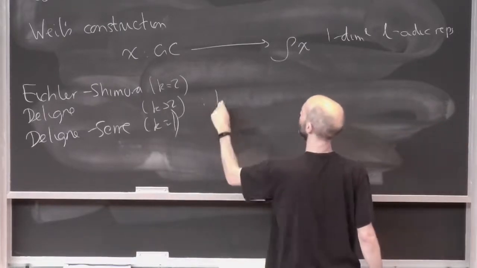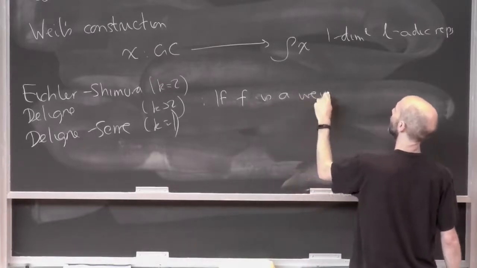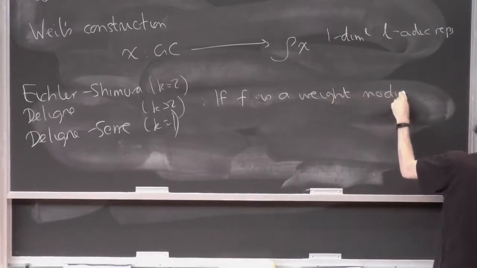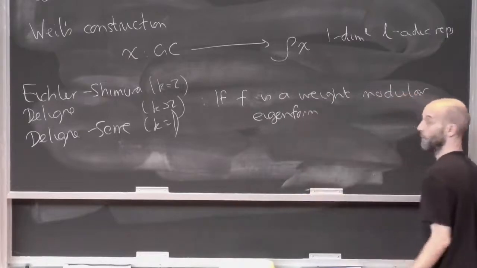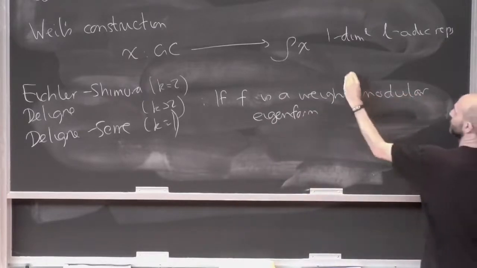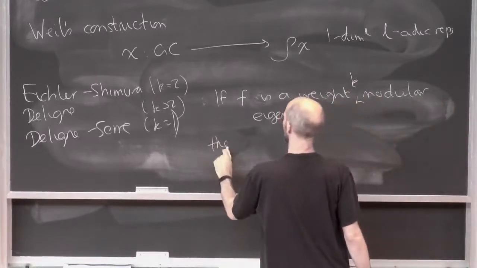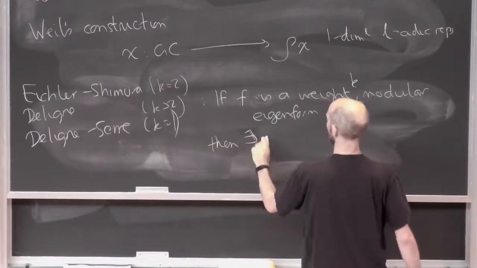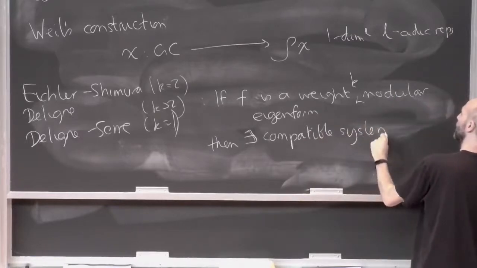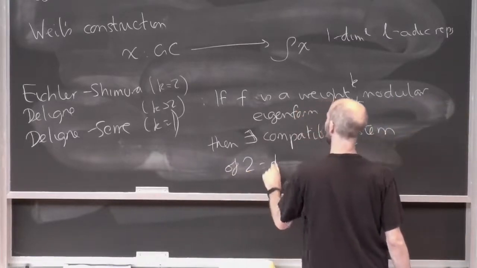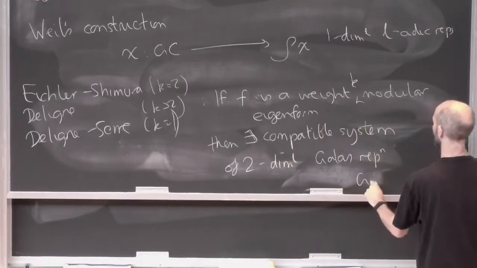So what do these people prove? If f is a weight k modular eigenform, so just a modular form of weight k. You've got a modular form, an eigenvector for the Hecke operators. Then there exists a compatible system of two-dimensional Galois representations of Gal Q bar over Q.